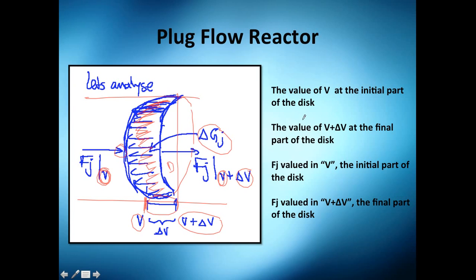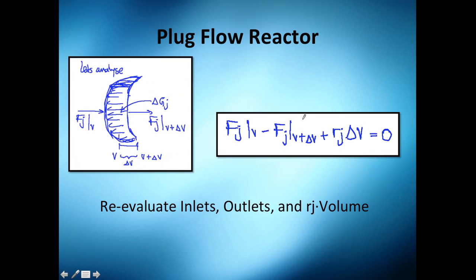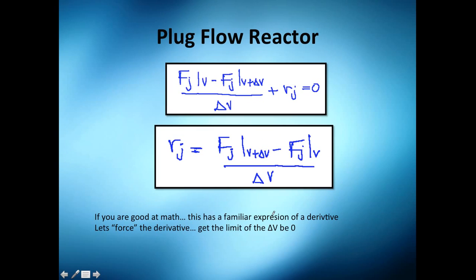So read this part slowly because it's a very conceptual part, but we are going to be able to form a new concept. So this is the inlet, my flow of J evaluated at this certain point. Now, the flow of J at the outlet will be this one, at volume plus the change in volume. Now, RG, which is the generation, is simply the rate times the change in volume. And since it's continuous, we have no accumulation. So let's reevaluate inlet, outlet, and the generation concept, and we get this thing right here.